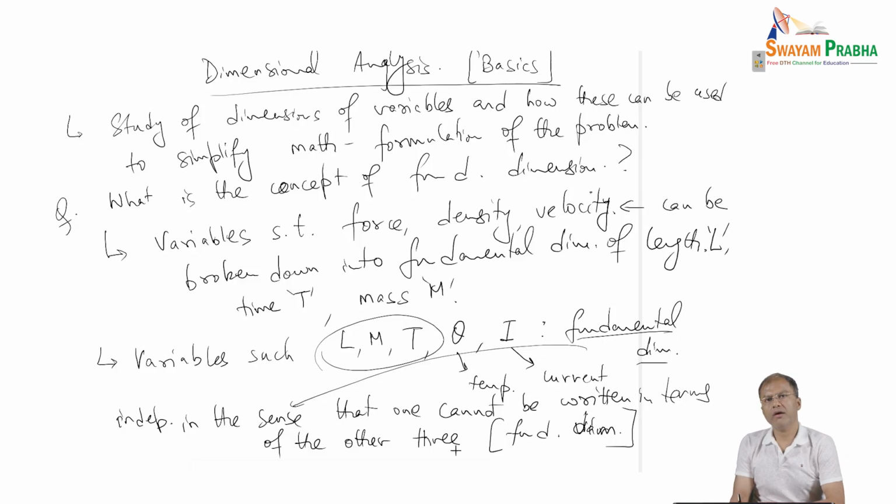So the dimensions of all variables will always be represented in the form of these fundamental dimensions. We can associate these fundamental dimensions with the concept in linear algebra of so-called basis vectors. That is, any vector can be represented in the form of basis vectors. Similarly, any variable can be represented in the form of these fundamental dimensions, right?